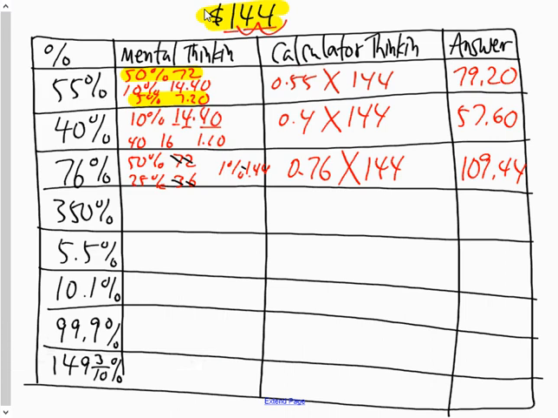Our next question is 350%. Now here's an easy one, really. If I get 100%, hopefully you all know what 100% of $144 is. It's 144, that's right. And if I want to get 300%, I simply have to multiply that by 3, right?